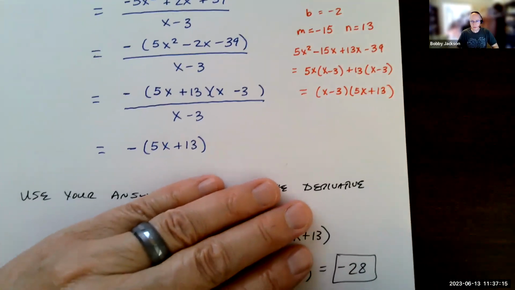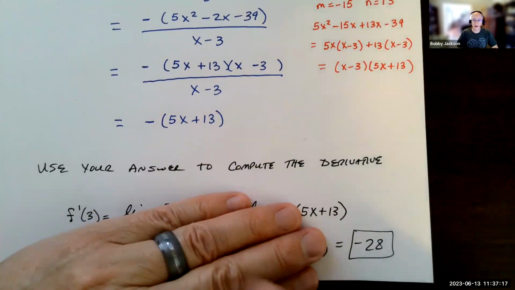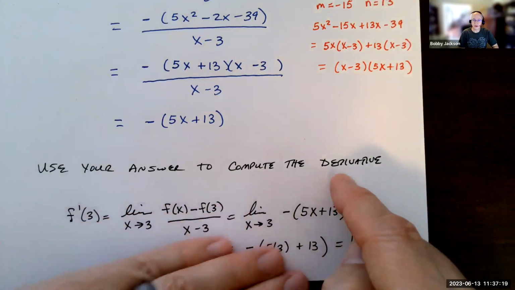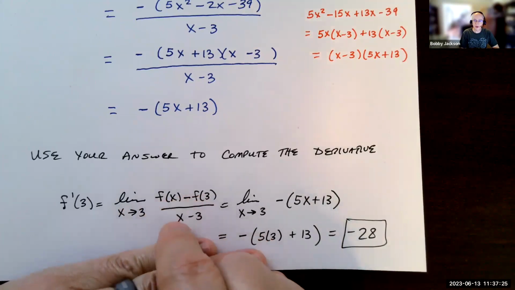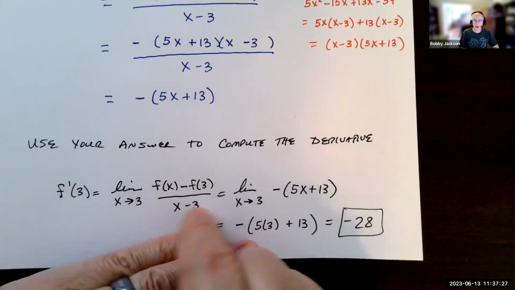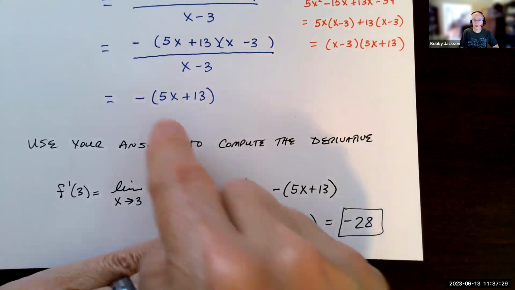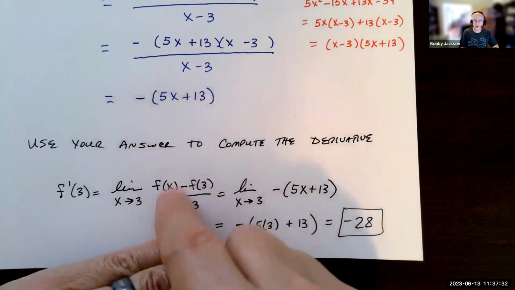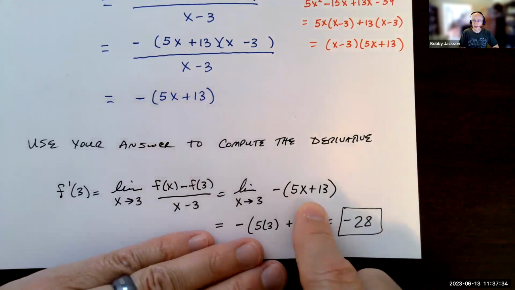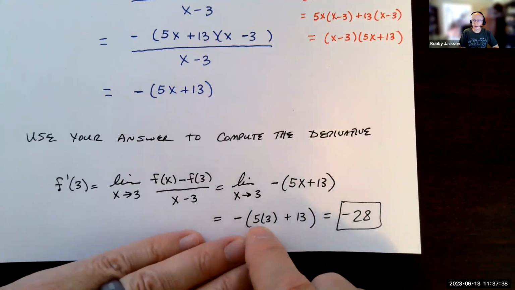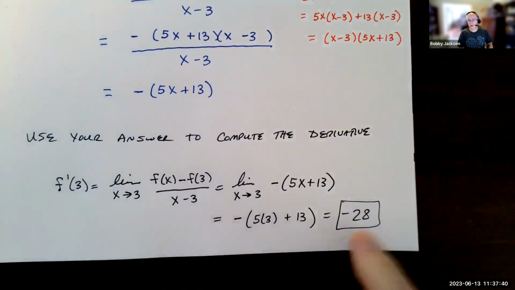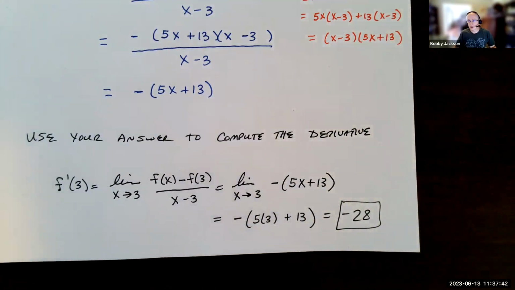Now, what's the derivative? You use your answer to compute the derivative. So f prime of 3 is the limit as x approaches 3 of f of x minus f of 3 over x minus 3. Since we found the simplified version of this difference quotient, it's just the limit as x approaches 3 of that simplified expression. And this function is continuous at 3, so I can just plug in directly. When I do and compute, I get the derivative, which is negative 28. Okay, I hope this is helpful.